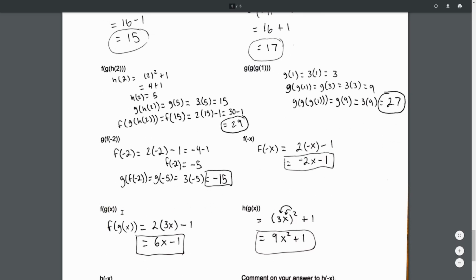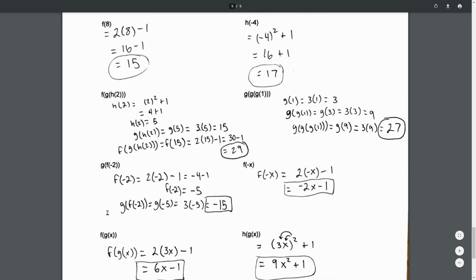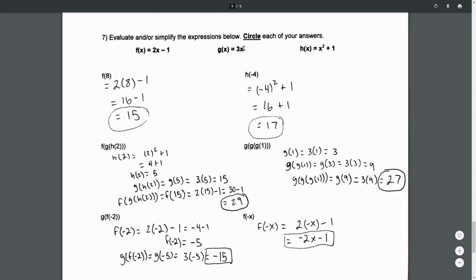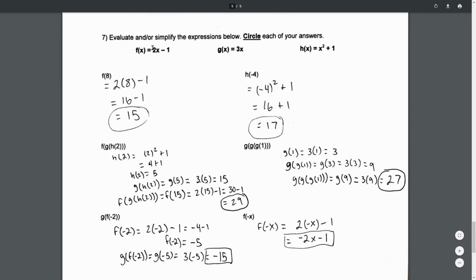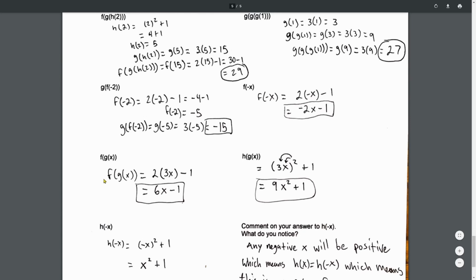Next we have f of g of x. So we know what g of x is. g of x equals 3x. So all we have to do is replace the x in this function with 3x. So we get that f of g of x equals 2 times x, which is now 3x, minus 1. Simplify this further, we get 6x minus 1.